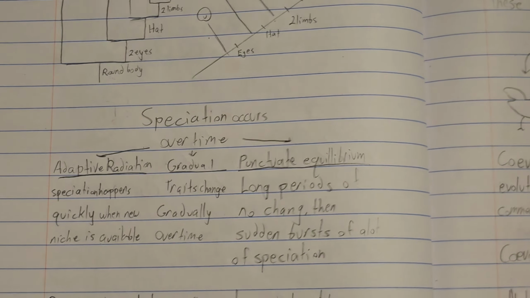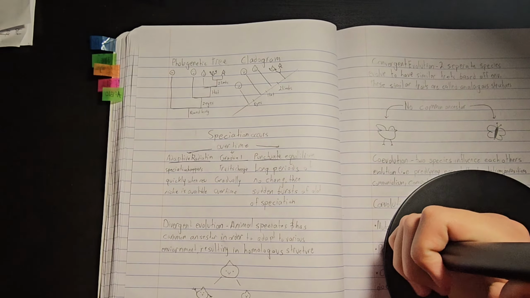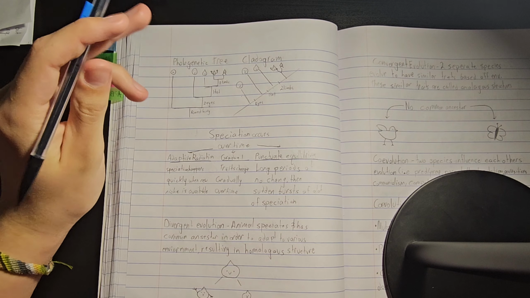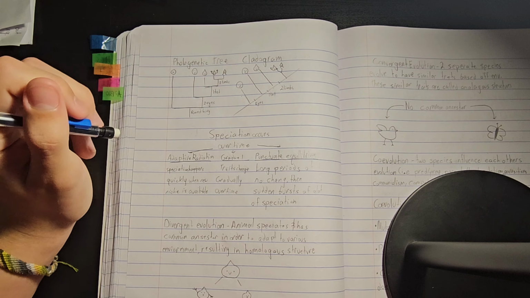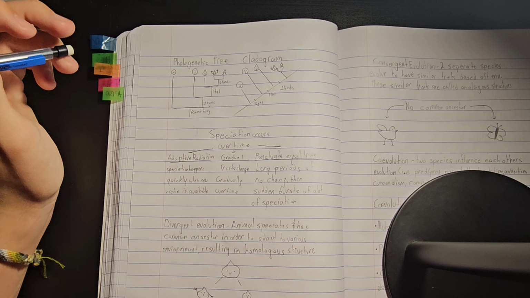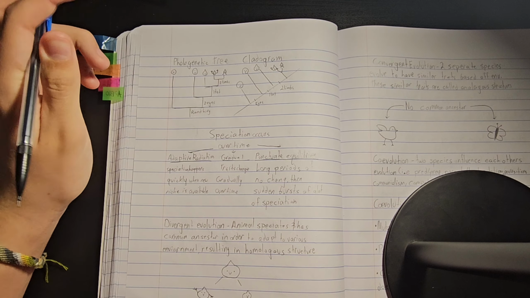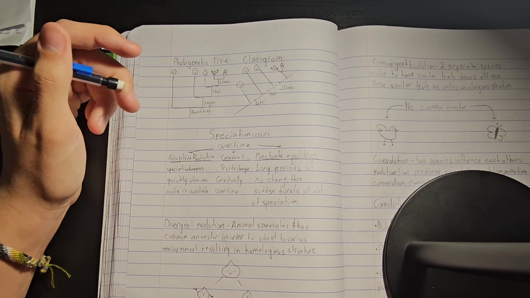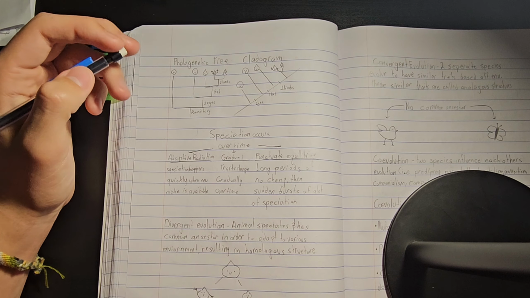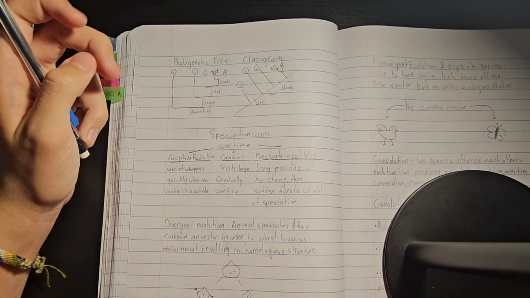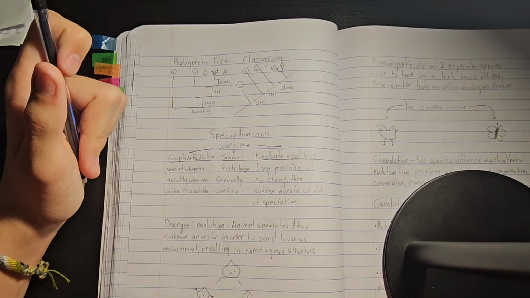Speciation, we talked about it a little bit already, but we're going to talk about it a little bit more. Speciation occurs over time. There's 3 types. There's adaptive radiation, which is when speciation happens quickly when a new niche is available. Gradual, which is what we usually see, where traits change gradually over time. And then there's punctuated equilibrium, where long periods of no change happen, and then all of a sudden there's these quick bursts of a lot of speciation really quickly.